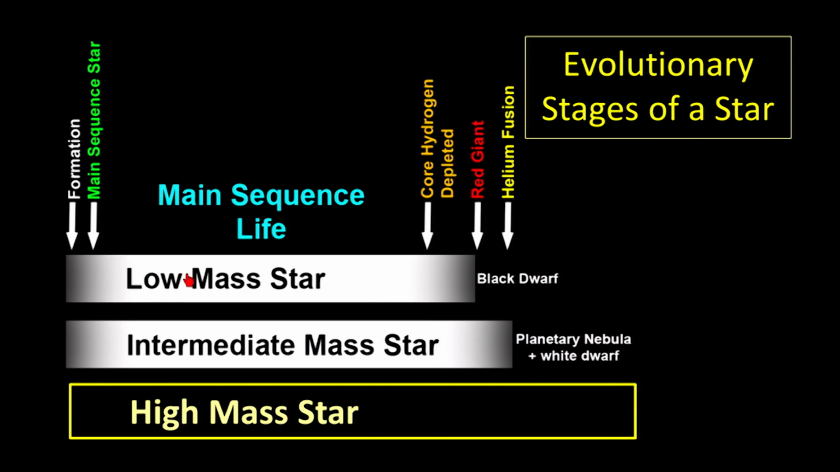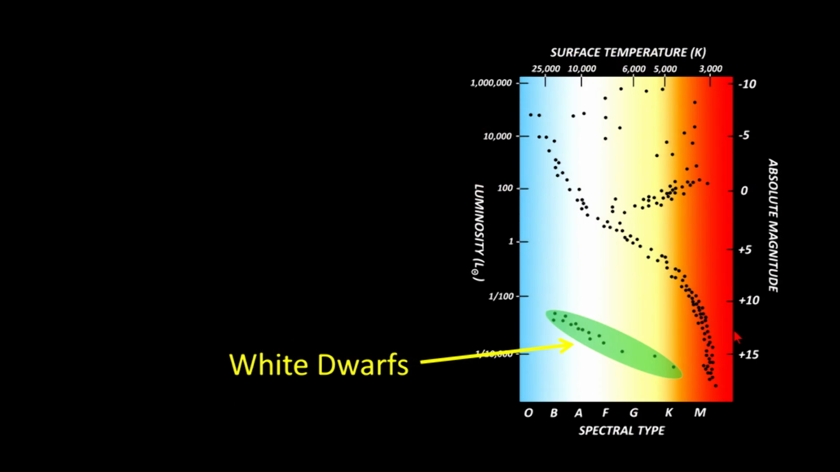How long it takes for a low mass star to get to this point is very, very long. How long it takes an intermediate mass star to get to this point is much, much faster. The higher the mass of the star, the faster it evolves and goes through its evolutionary sequence. Now, in a future video, we will eventually talk about what high mass stars do, and we'll get to that at some point. One last thing I want to show you.